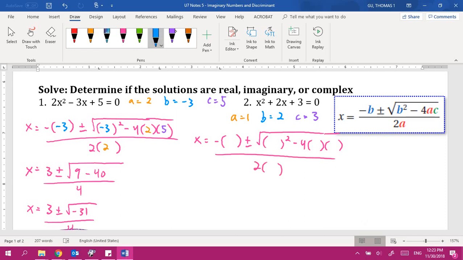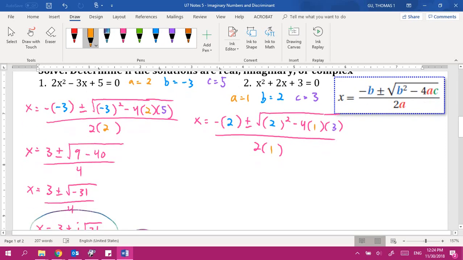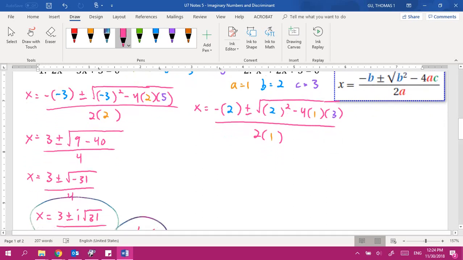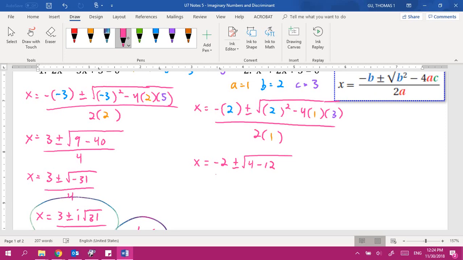All right, what goes in the first parentheses? 2. What's next in the next parentheses? 2. What goes after this? 4. 1. And then after that? 3. And then on the bottom? Good. All right. So we got to simplify. So what is my next step going to say? Negative 2? Okay. Square root of 4 minus 12. Very good. Over? 2. All right. So that's where we are.